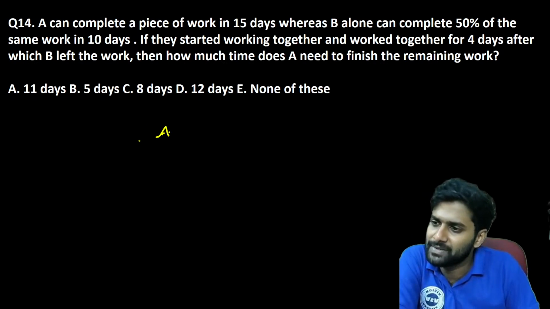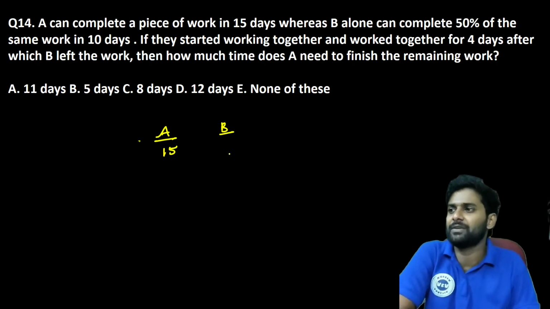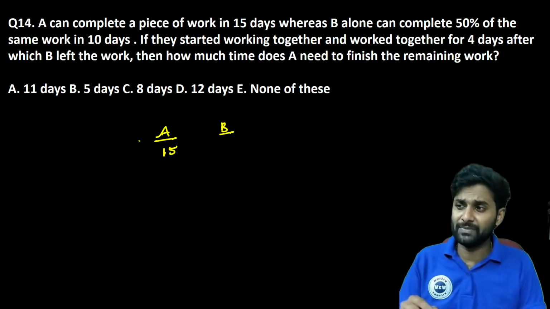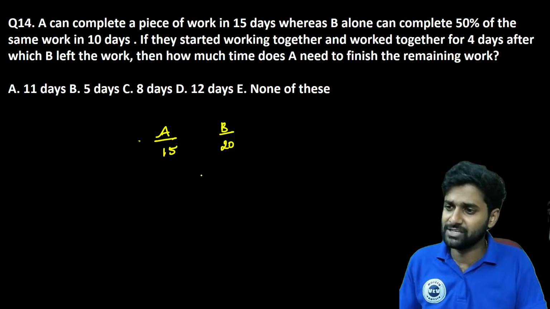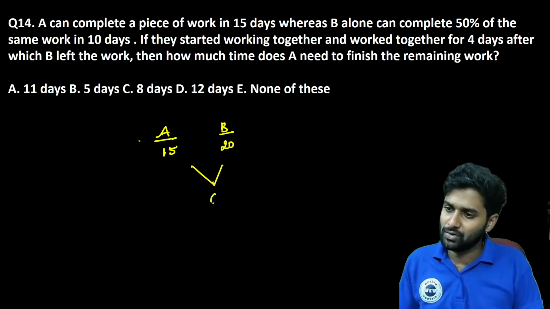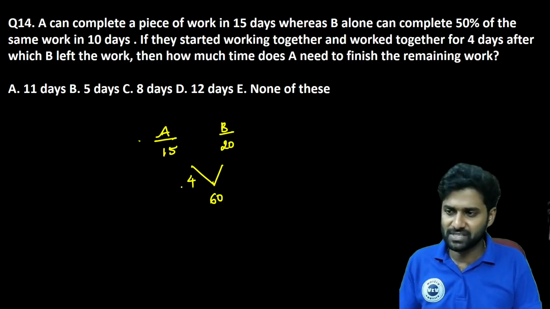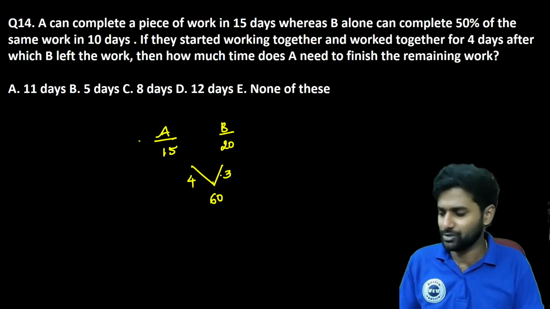A can complete the piece of work in 15 days. B alone can complete 50% of the same work in 10 days. 50% is 10 days, definitely full work is 20 days. Now total work is 60 units. A per day efficiency is 4 units. B per day efficiency is 3 units.